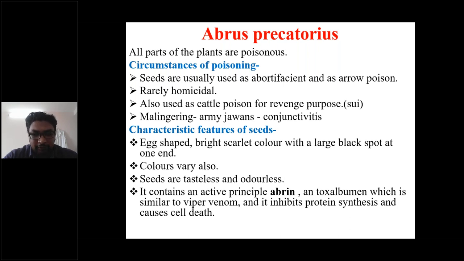It is a toxalbumin, which is similar to viper venom. And it inhibits protein synthesis and causes cell death. So that's why if I ask a question, which type of poisoning mimics a viper bite? Then the answer is Abrus precatorius poisoning, because of the active principle abrin, which is a toxalbumin similar to viper venom. It has a similar function. It inhibits protein synthesis and then it causes cell death.